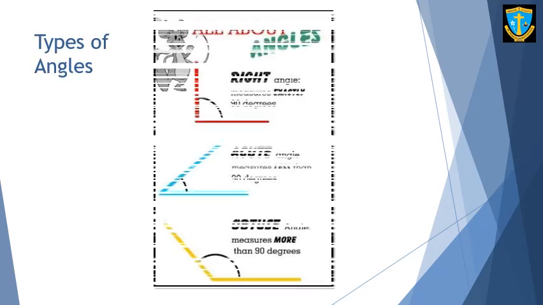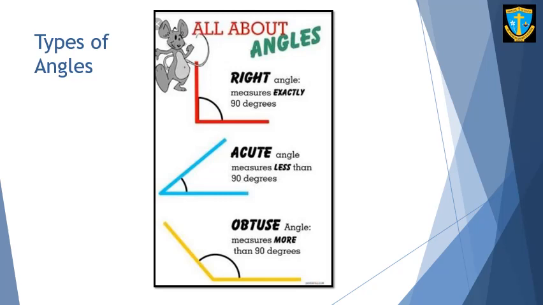Types of angles. There are three basic types of angles: acute, right and obtuse angle, and there are many other types of angles also which we will learn later. The exact measurement is done using a protractor. Right angle, the degree is exactly 90 degrees. Acute angles are less than 90 degrees. An obtuse angle measures more than 90 degrees.